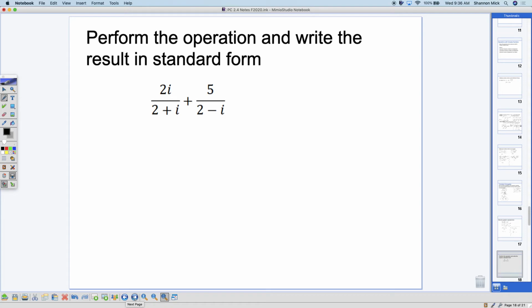Okay, we have to add. We have fractions. When we add fractions, we have to have what? Common denominators, yes? And we don't. Now, there's two things we could do. I personally like to look at the left as one problem and get a real denominator. How would I get a real denominator over here? Multiply by the conjugate.